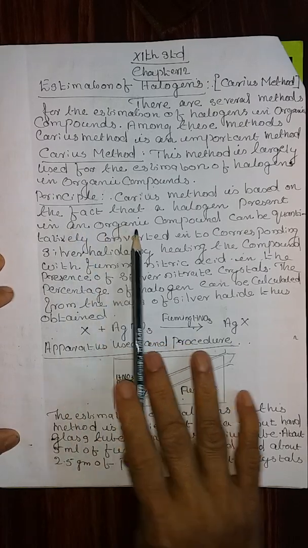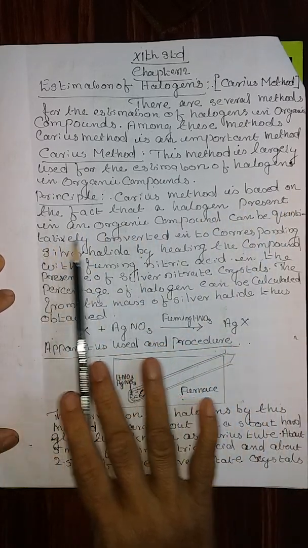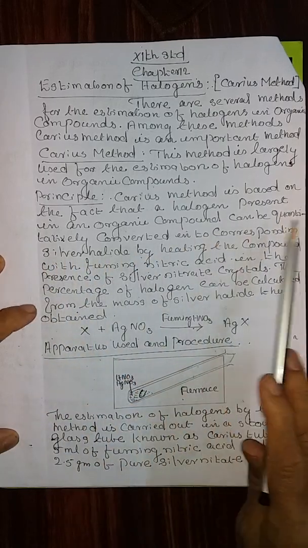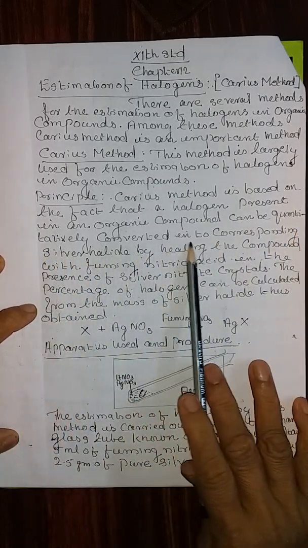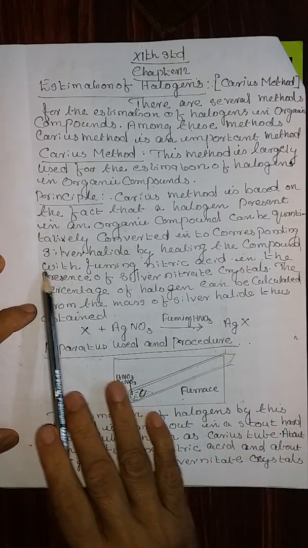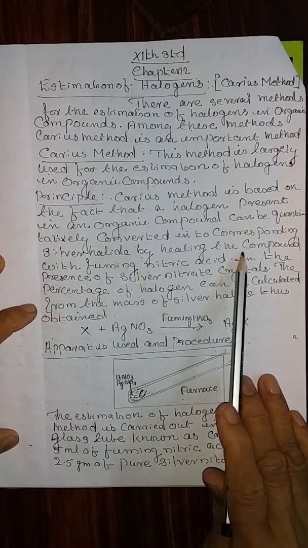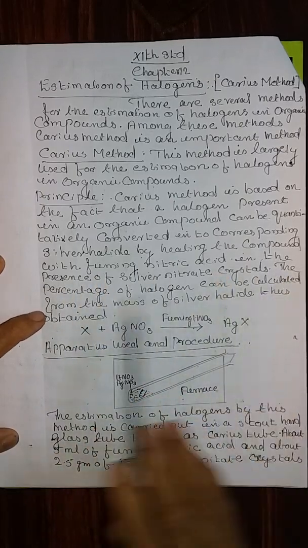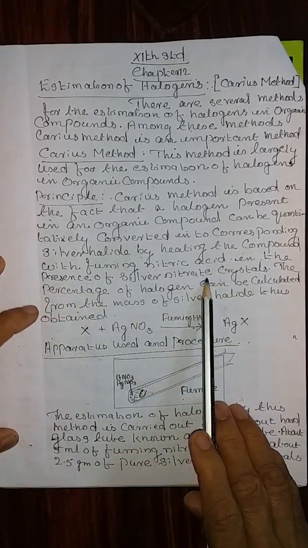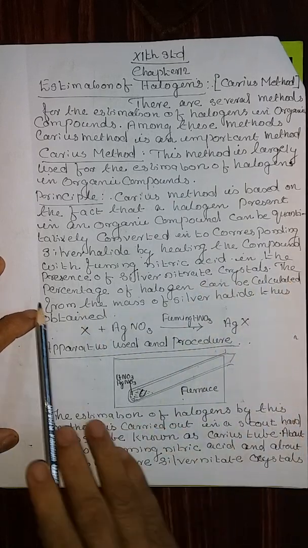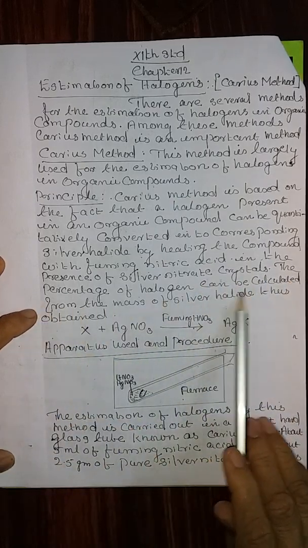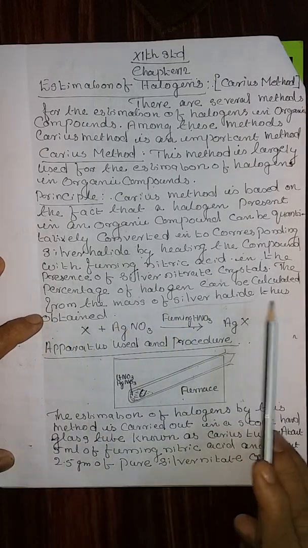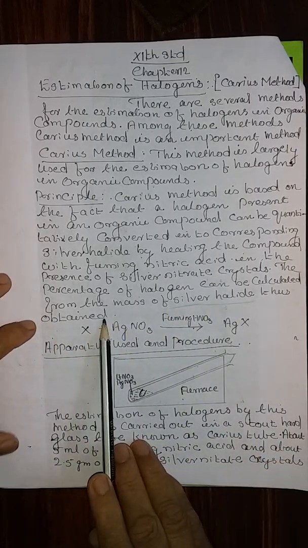Principle. Carius method is based on the fact that the halogen present in an organic compound can be quantitatively converted into corresponding silver halide by heating the compound with fuming nitric acid in the presence of silver nitrate crystals. The percentage of halogen can be calculated from the mass of the silver halide thus obtained.